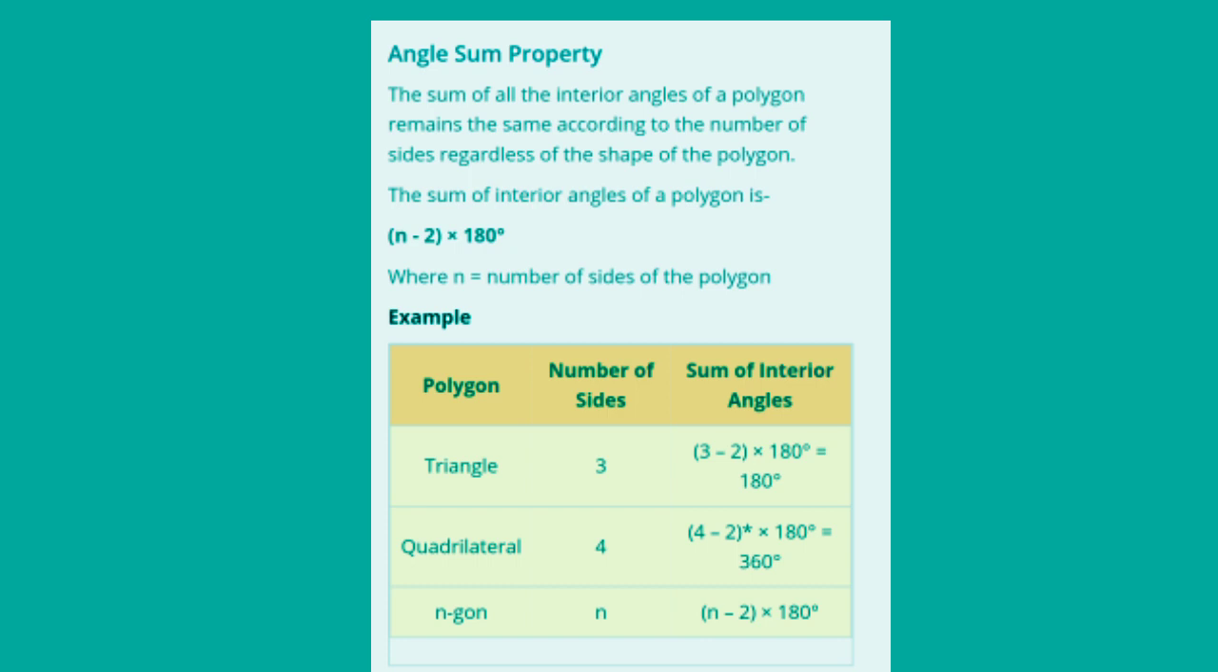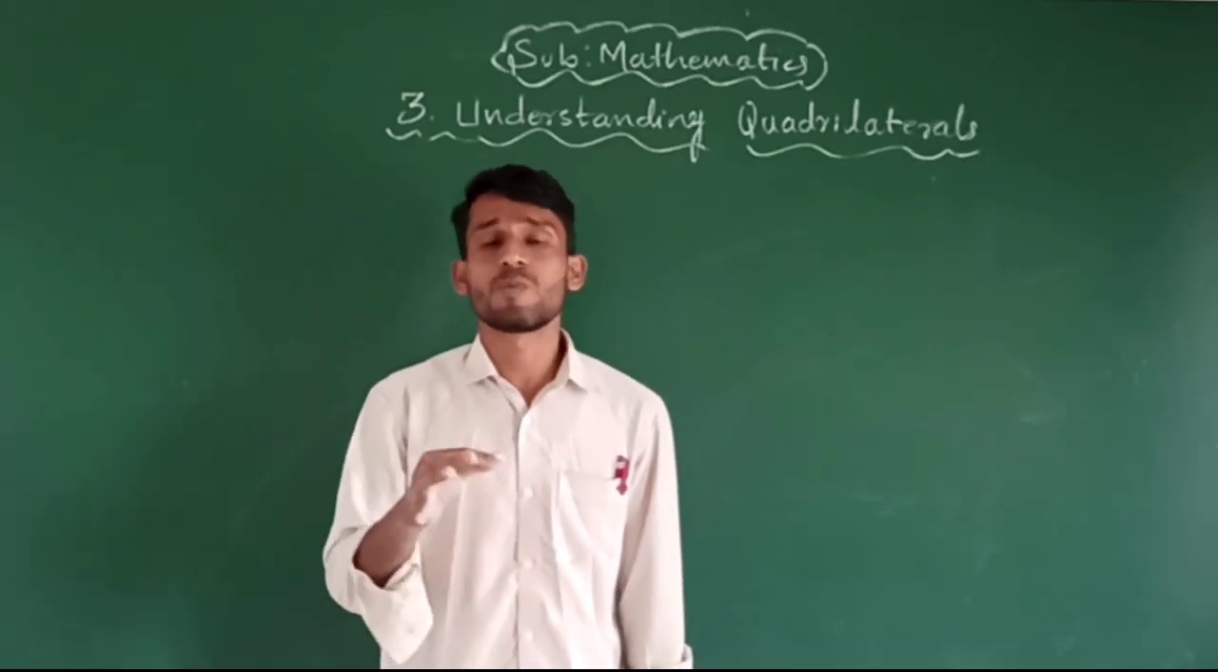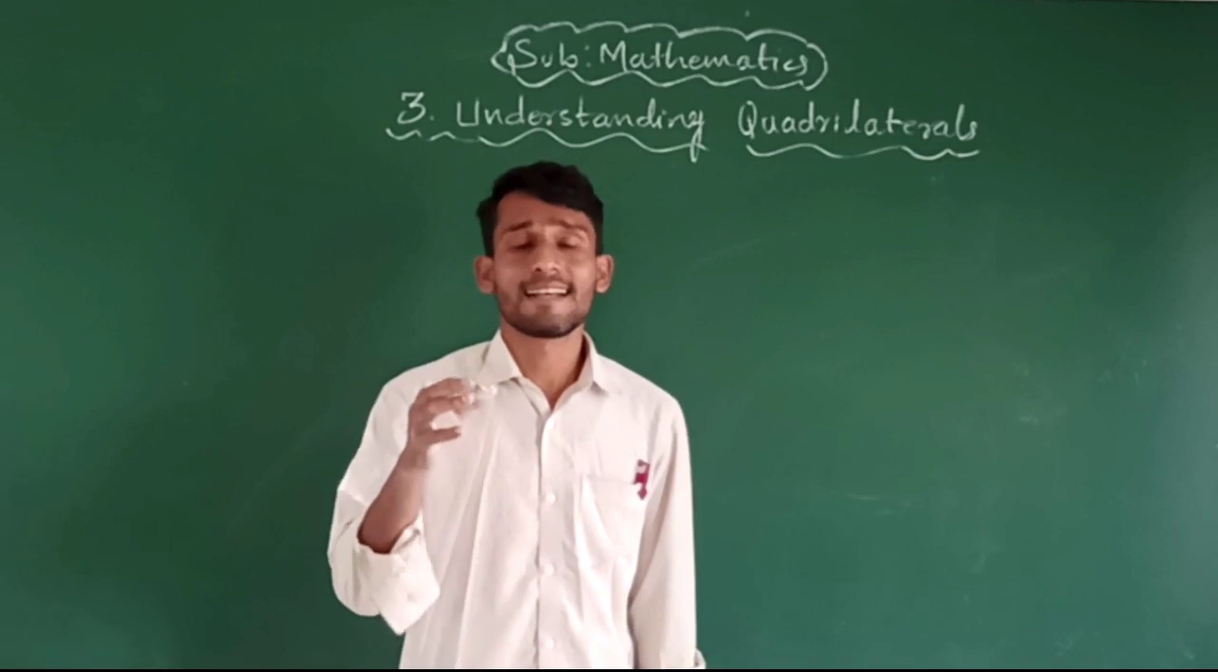Okay, n-gon. n means the number of sides. We don't know it; that is the variable. We have to find the sum of interior angles by using (n minus 2) into 180 degrees. When you simplify, you will get the sum of interior angles when you have an unknown number of sides. Okay, these are the points we have to understand in this lesson.